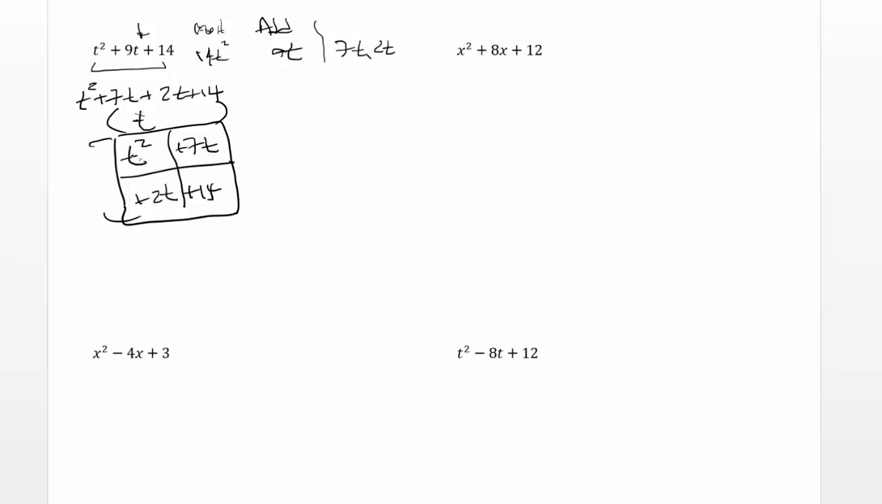If this is a t, then to make t squared, I need a t here. To make a plus 7t, well, here's the t part, and I need a plus 7 up here. In order to make plus 2t, well, here's the t, and I need a plus 2. And we check: does plus 2 times plus 7 multiply to make this last box? Yes, it does. 2 times 7 is 14. So this tells me that this polynomial factors to t plus 7 and t plus 2.